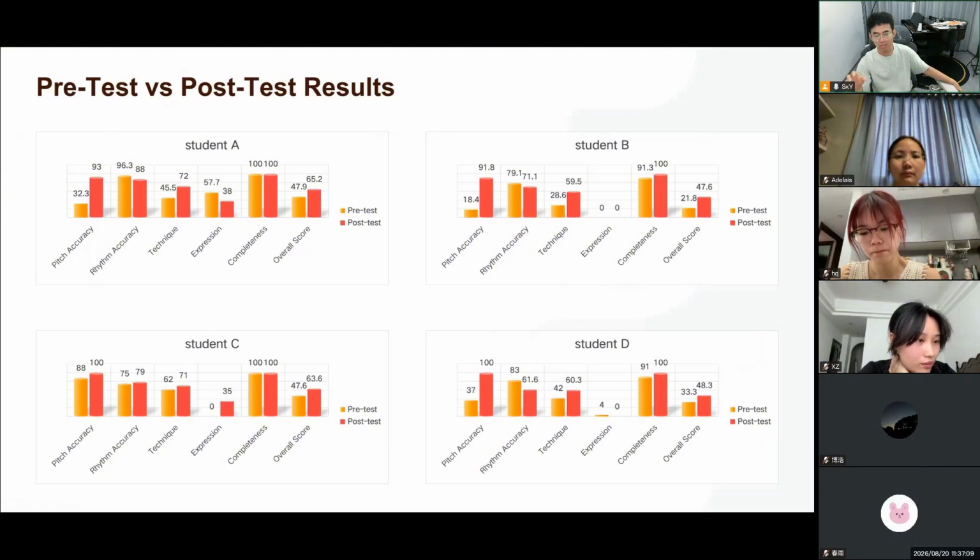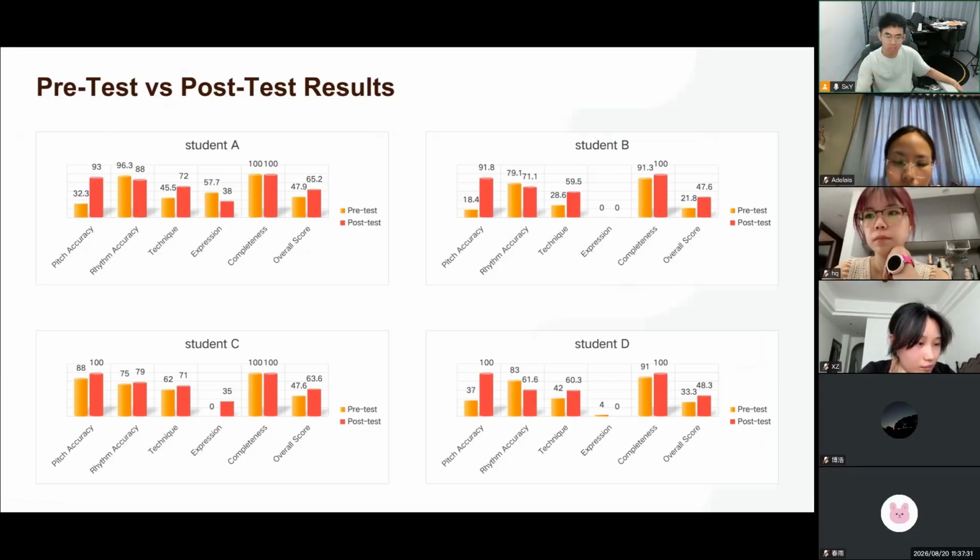However, I think the more important thing is not the scores themselves, but the change in how students read. In the pre-test, students relied more on note by note recognition, but in the post-test, they began to actively observe the key signature, rhythm patterns, the direction of the melody, the relationships between notes. In other words, they started moving from note-by-note reading towards pattern-based reading.